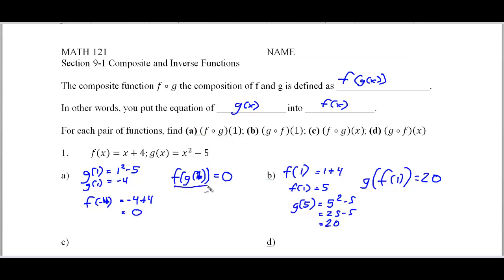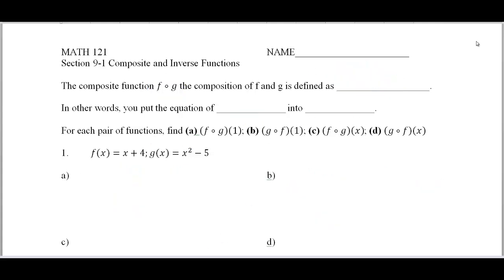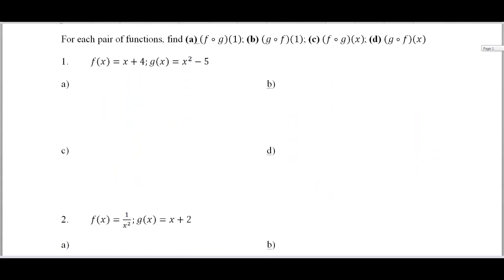Now I've written it a different way in my answers. You'll notice that these are equivalent. So f of g is the same thing as writing f of g of x. These are the same kind of writings there. Now for C and D, you'll notice that they don't actually have numbers, they just have letters. So for C and D, you're going to plug the g into the f equation.